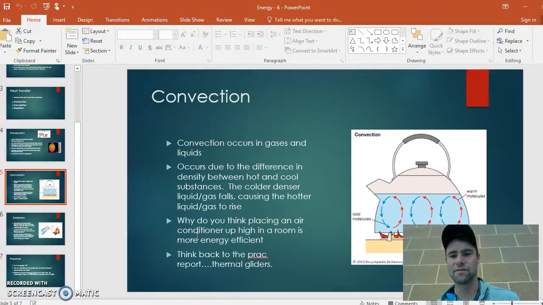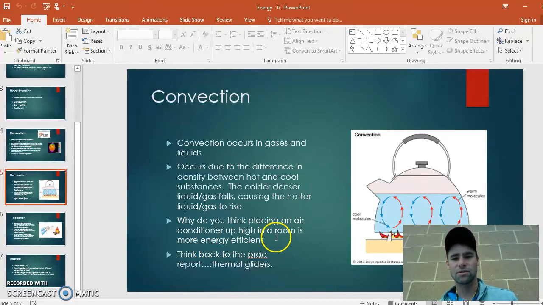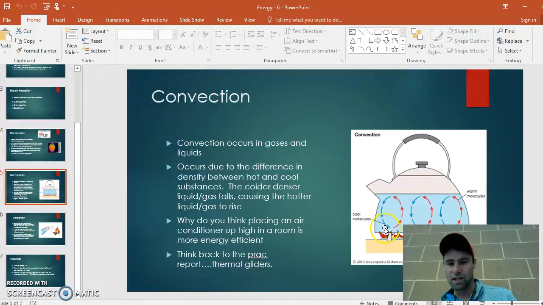Then we have convection. Now the big difference about convection is that convection occurs in gases and liquids. What's cool about convection is that it happens in a cycle, and it creates those currents like we saw in those thermal gliders. The best way I can describe this to you is through this example just across in the kettle. Now the kettle is under the fire here, or the pot, which is heating up the water down the bottom.